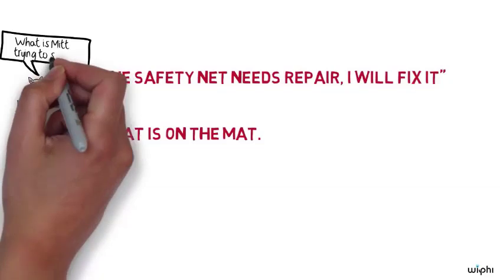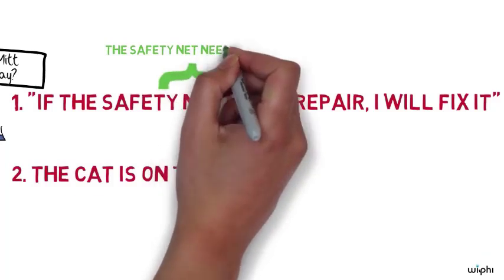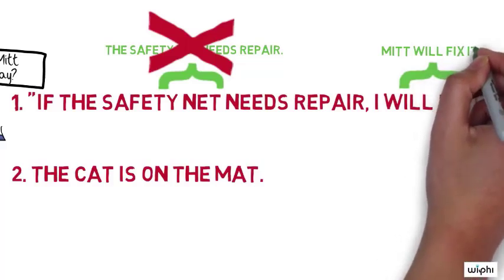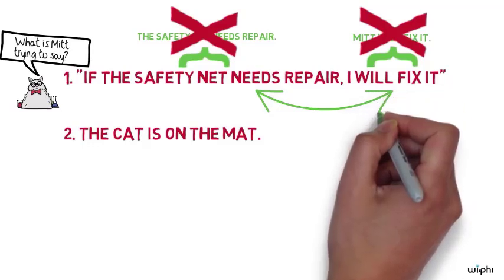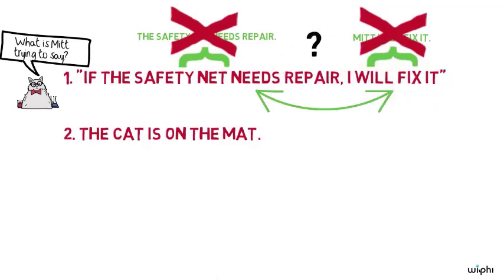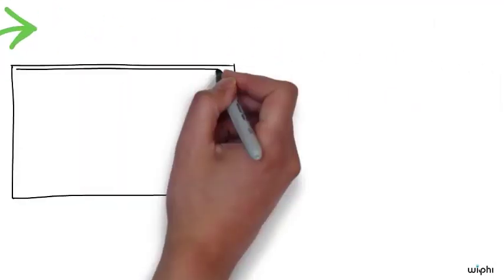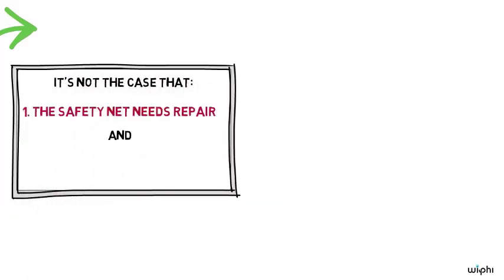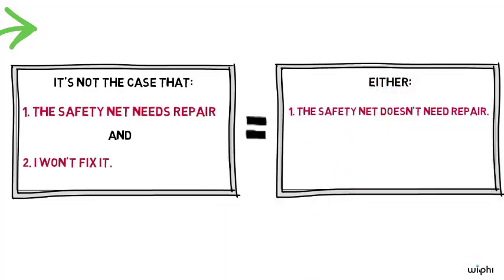One way of figuring out what Romney has told us is to get clear on what he has not told us. He hasn't told us that the safety net needs repair. And he also hasn't told us that he will fix the safety net. Rather, what he said is that there is some connection between the safety net needing repair and his fixing it. But what connection? Here's the simple answer. By saying the sentence 1, Romney has told us that it is not the case that the safety net needs repair and he won't fix it. Equivalently, he said that either the safety net doesn't need repair or that he will fix it.